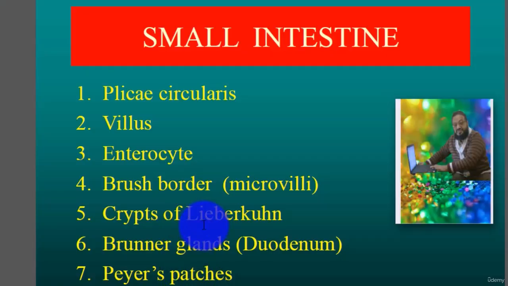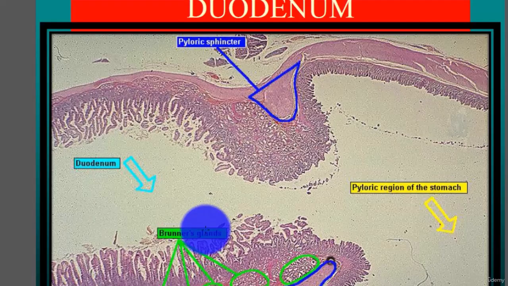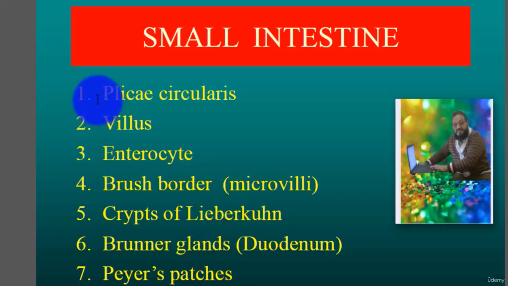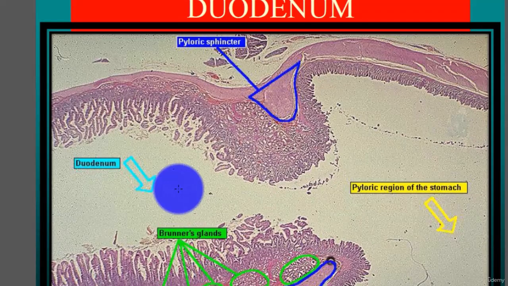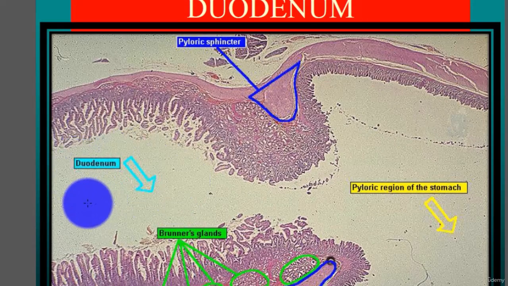The digestive system histology. The small intestine: villus, enterocyte, brush border, crypts of Lieberkuhn, duodenal glands, Peyer's patches, plicae circulares. Here we find the duodenum.